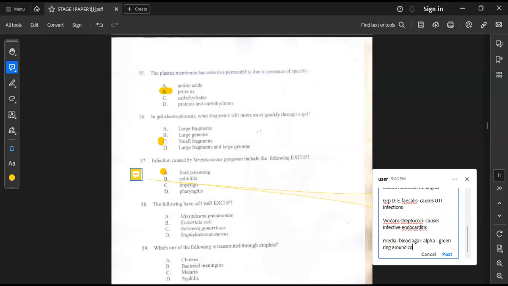I don't know if it's necessary, but beta. Oh, yeah, it's necessary. Beta will be clear because all the cells have been lysed. Alpha will be green because of that partial hemolysis. Gamma will be no color change.